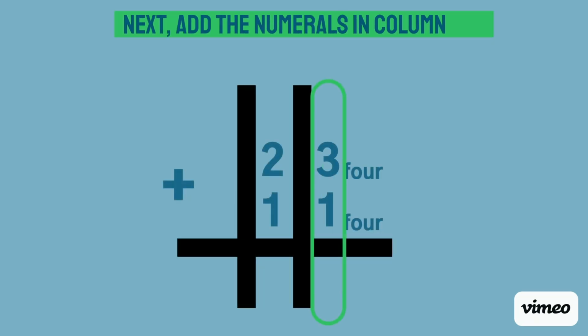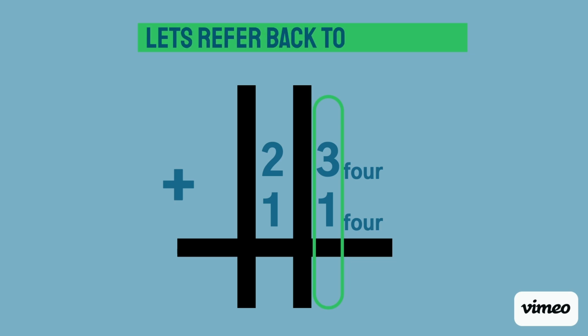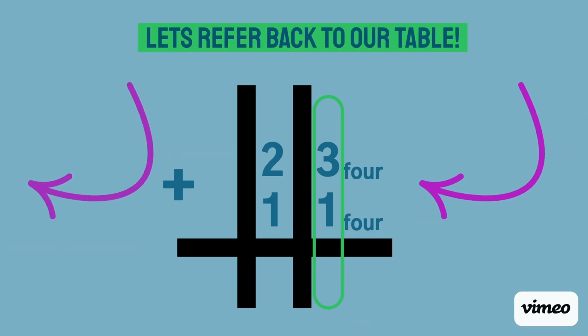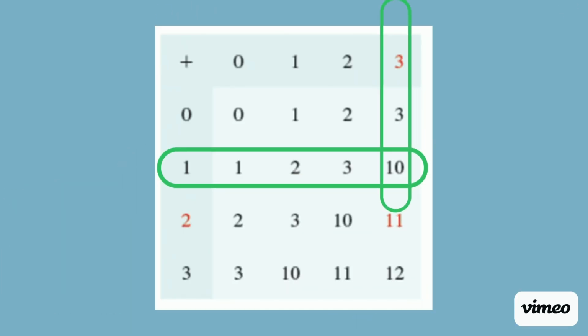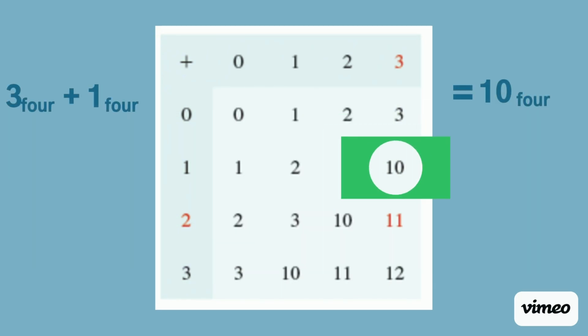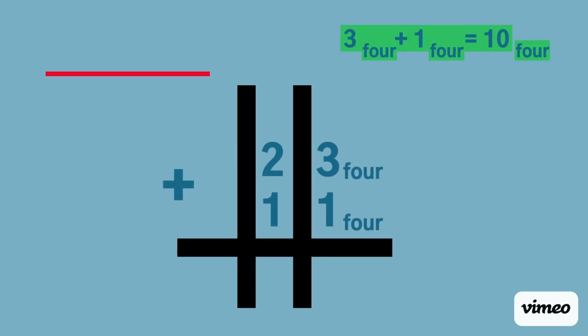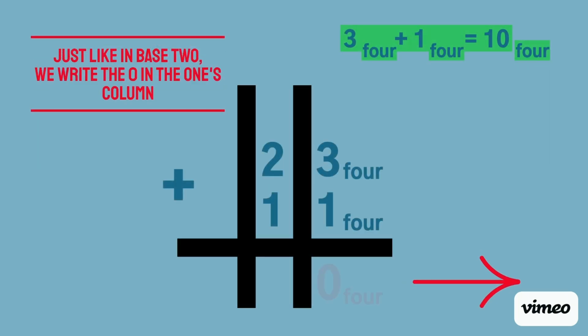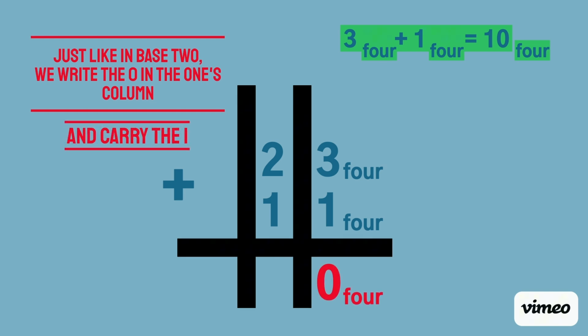Next, we're going to add the numbers in the ones column. Let's refer back to our table. When we look at our table, we can see that 3 plus 1 is 10 in base 4. So then we're going to put the 0 in the ones column and carry the 1.